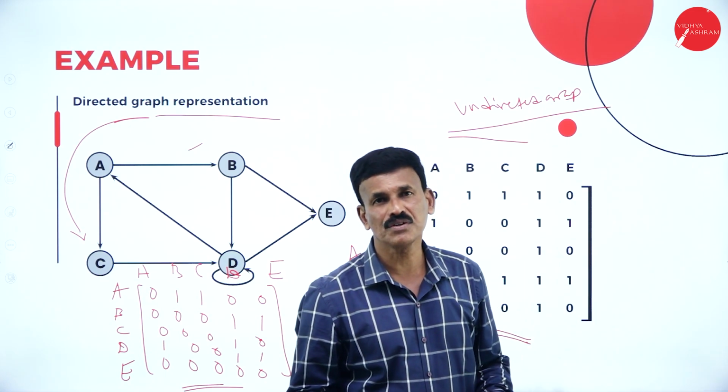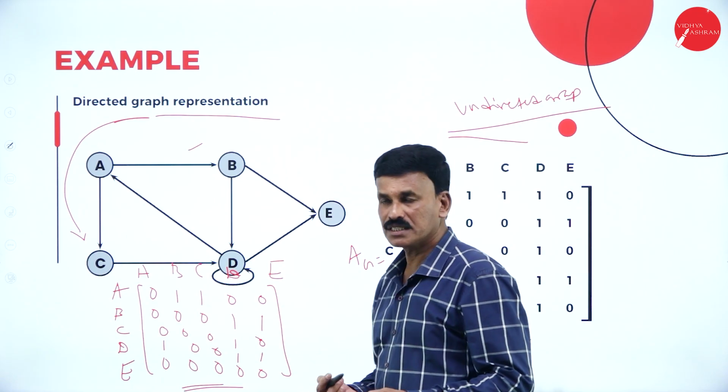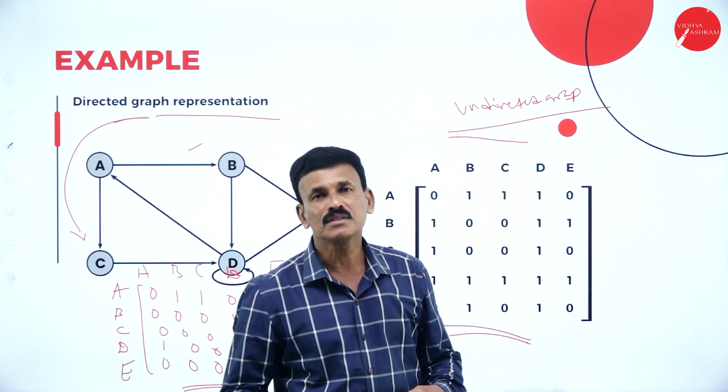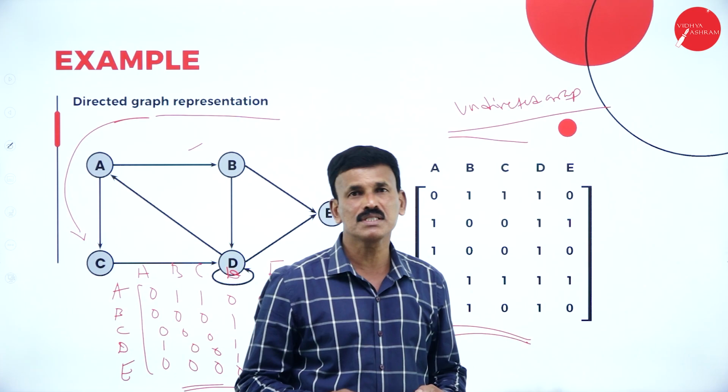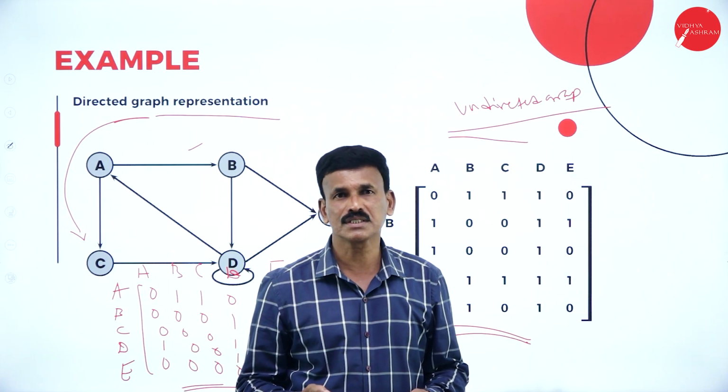So this is how we write the adjacency matrix for a directed and an undirected graph. Hope you followed regarding the adjacency matrix. These are the basic things regarding the adjacency matrix of a directed and an undirected graph.